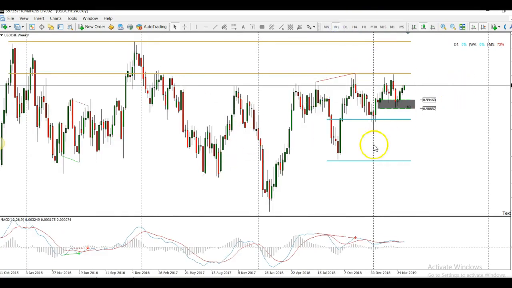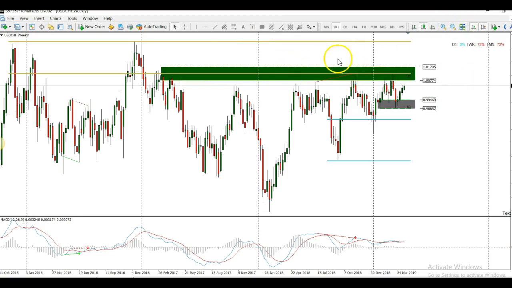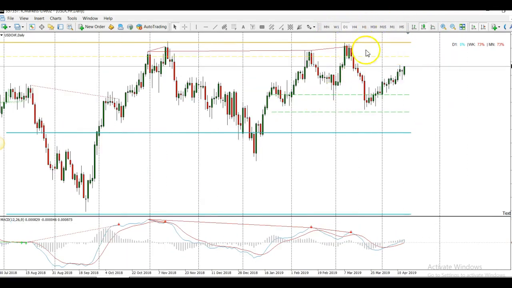Looking to see if we've got any weekly areas. Now this one across here is in charge at the minute. It's been hit and tested a few times, and as we know, this has been a range-bound market the past 6-7 years. So I'll be looking to short this on a divergence signal.